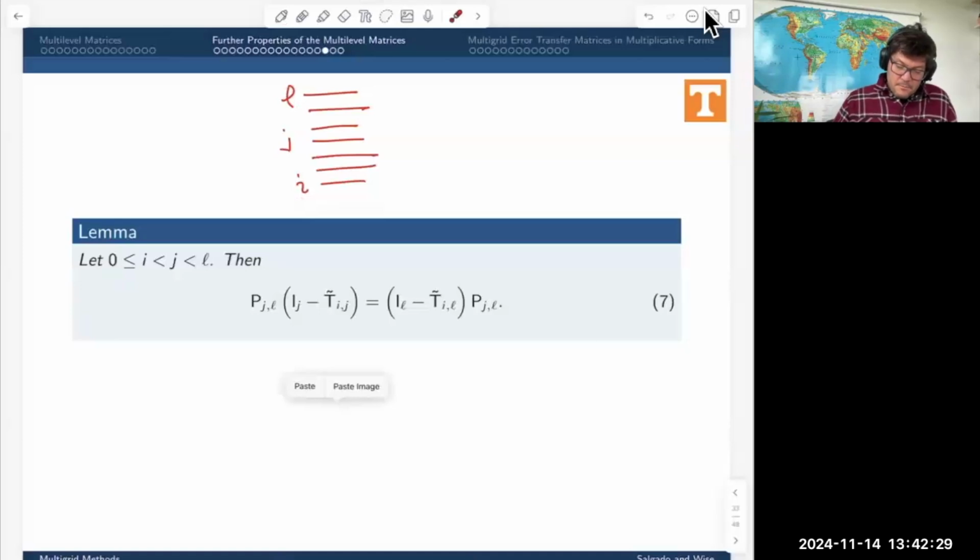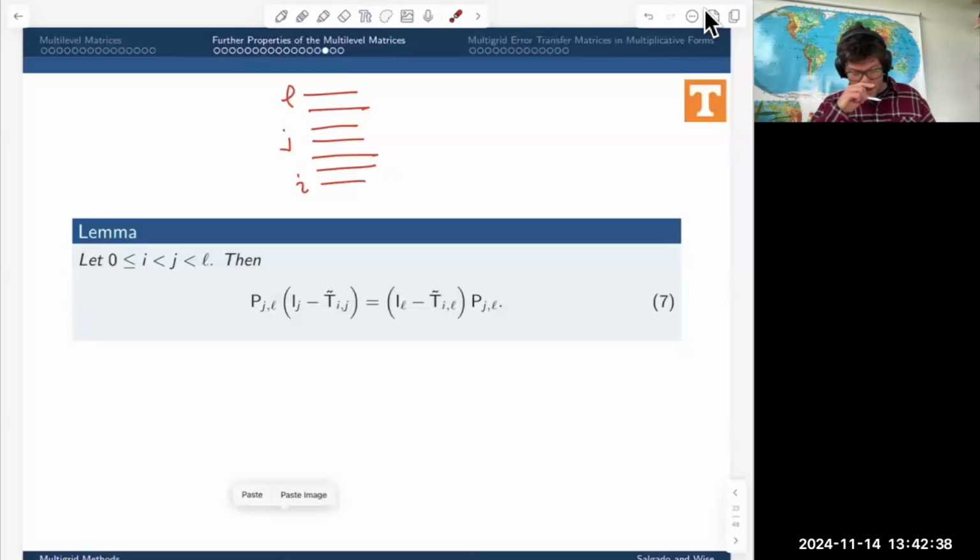Then, if I multiply the prolongation matrix, T_J^L, times this matrix, I_J minus T_I^J tilde, so this is square and this is square, and I'm multiplying by a non-square matrix, so the whole thing becomes non-square. Then what I get is the matrix I_L minus T_I^L tilde. So this is a square matrix and this is a square matrix, but notice that they're at different levels here. And let's see if this all makes sense in terms of multiplication.